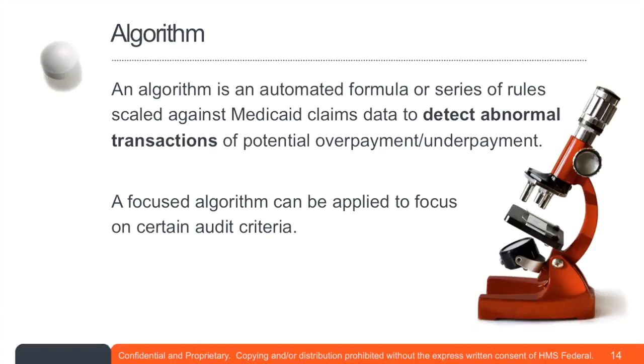Sometimes there may be a focused algorithm applied to that universe. An example of a focused algorithm is we're going to take a look at all adjudication codes of refill too soon. And so right away that's going to take that claim universe of 200,000 down to maybe 500 claims for the 2-year period. So that's a little bit about the algorithm.